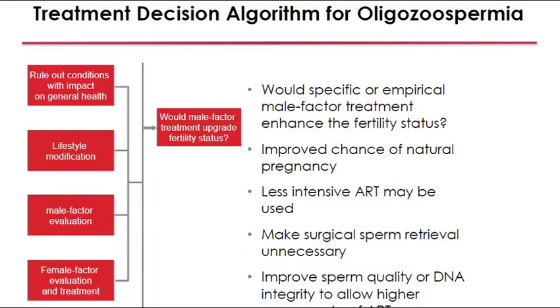The next question is, how likely is the specific treatment to upgrade the fertility status? Here again, the clinician's experience and judgment is important when counseling the couple. Keep in mind that improvement in fertility status does not necessarily lead to natural pregnancy only. Even if assisted reproduction is required, if treatment of oligozoospermia can enhance the quantity and quality of sperm, it can be beneficial to the couple by downgrading the level of ART required, such as from in vitro fertilization to the simpler, less costly intrauterine insemination.